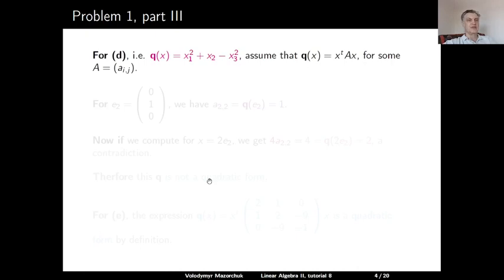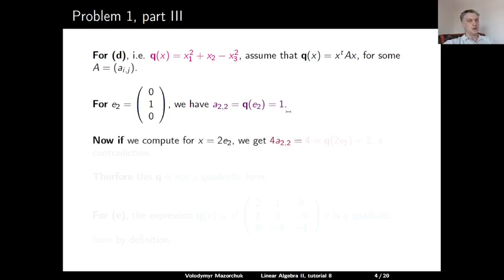Part D. So in this case, Q of x is equal to x1 squared plus x2 minus x3 squared. So let us assume that this is a quadratic form, and so it is written as x transpose times A times x for some matrix A. This is a 3 times 3 matrix with entries a_ij. So let us compute both expressions for the vector e2, which is the vector 0, 1, 0. For the expression with the matrix, we will just get a22. For the expression with the formula, we just get 1. So a22 must be equal to 1.